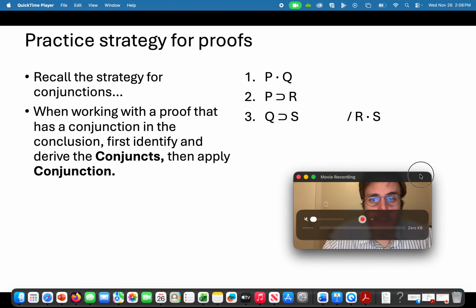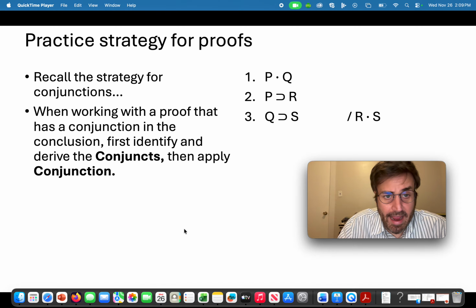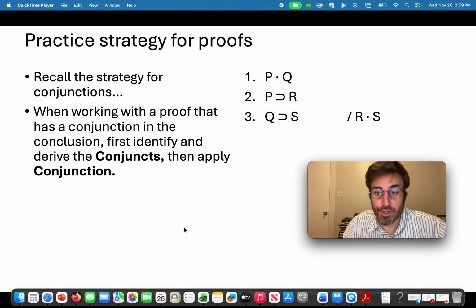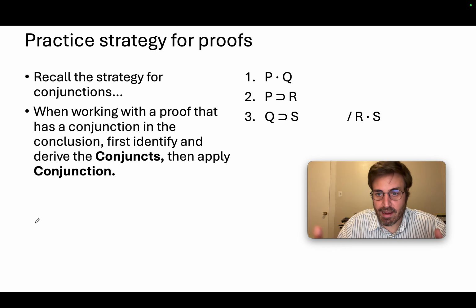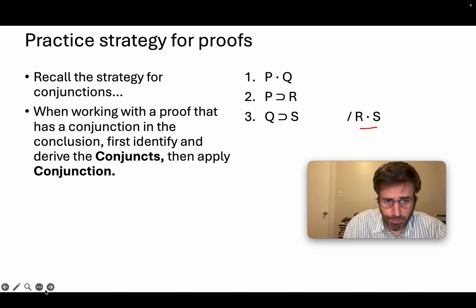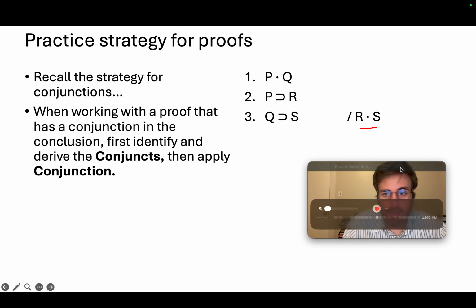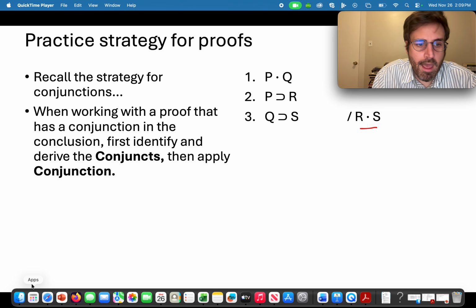Okay. Here's another tip. Recall the strategy for conjunctions. When working with a proof that has a conjunction in the conclusion, first identify and derive the conjuncts, then apply conjunction. Remember, conjunction is a rule that allows us to bring together isolated variables with the dot. So we do have in this argument a conjunction, both R and S is our conjunction.